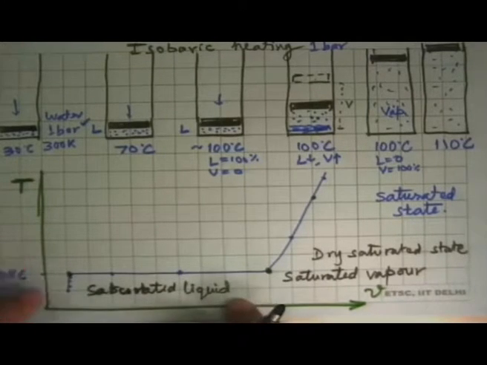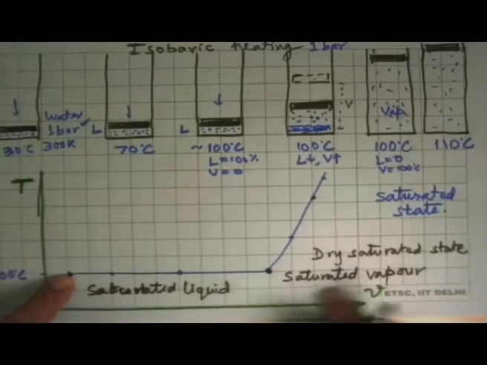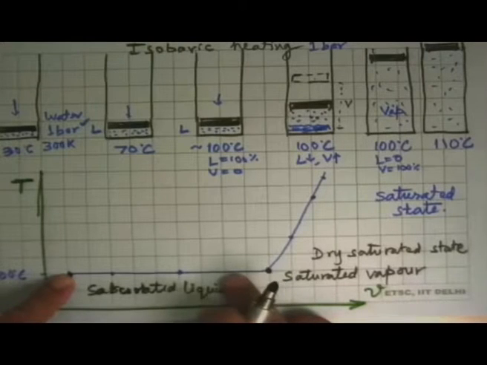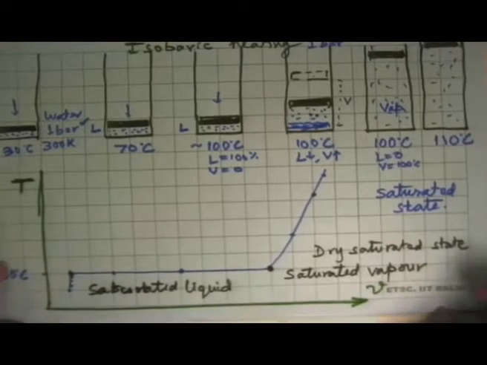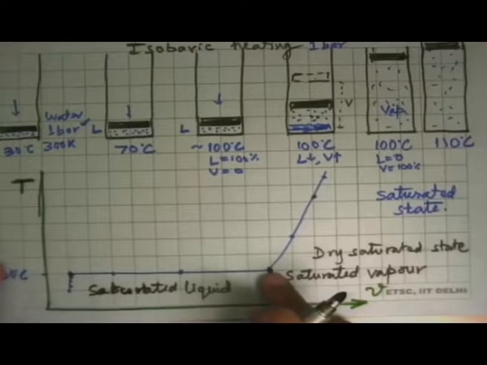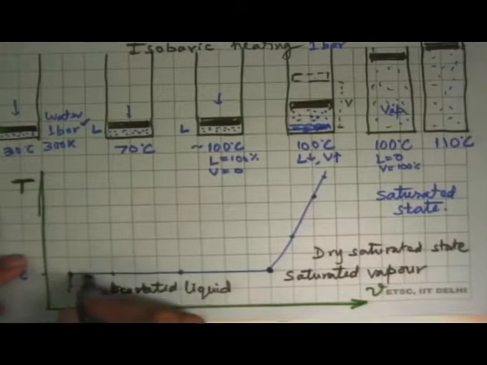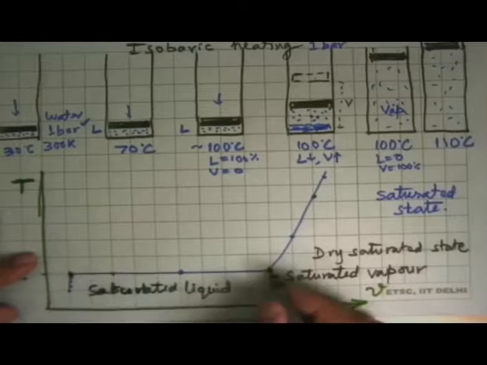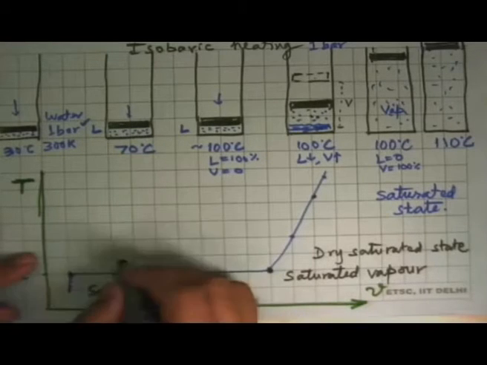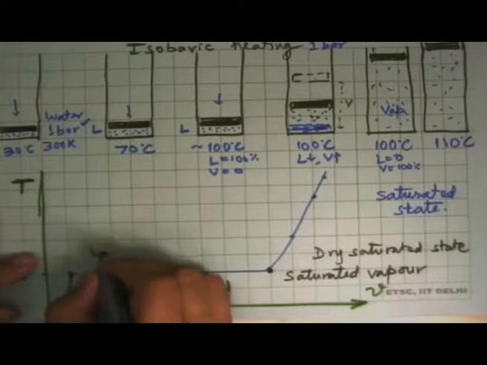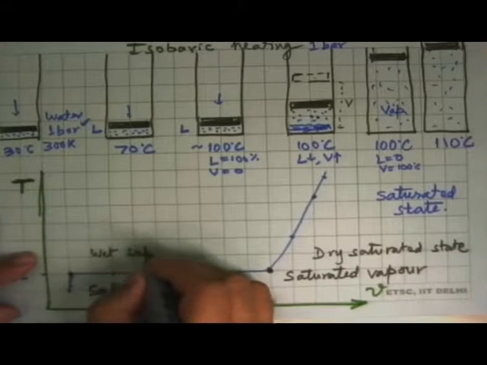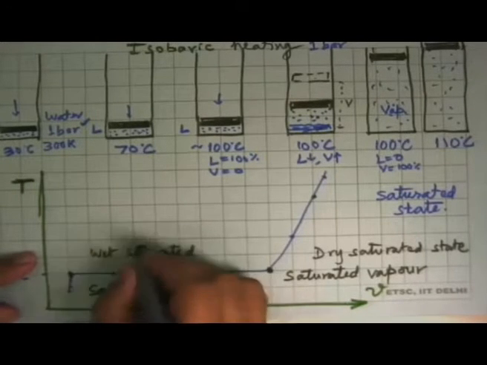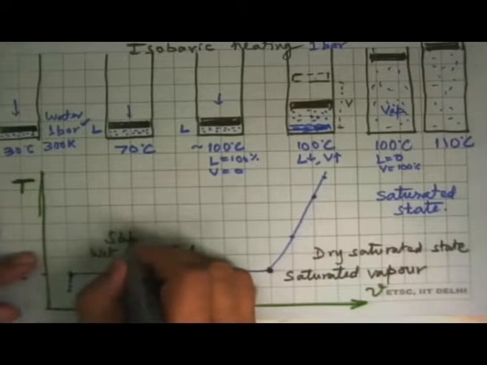So saturated liquid means isobaric heating will cause phase change. Saturated vapor means isobaric cooling will cause phase change. So we have now two limits that have come up, and then you have all states in between here where the pressure and temperature were both the same, while specific volume kept increasing. All of these are saturated states, or we may call it wet saturated, or just plain saturated state.